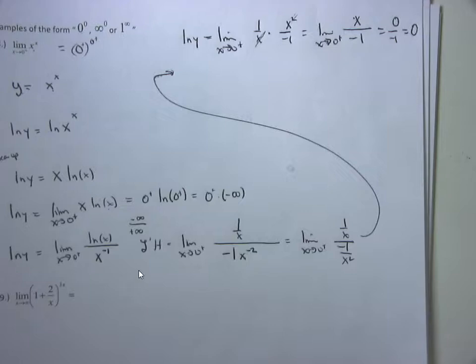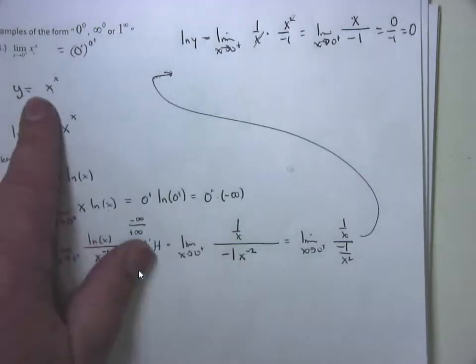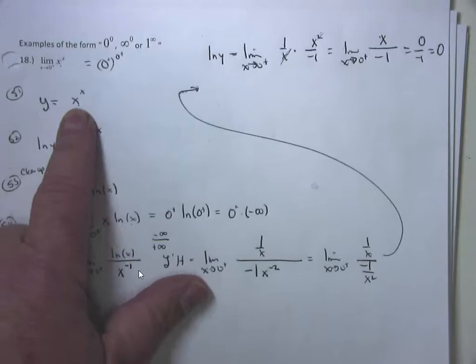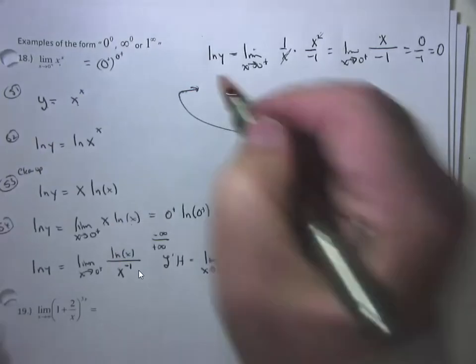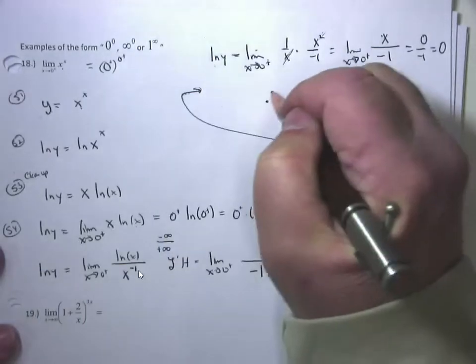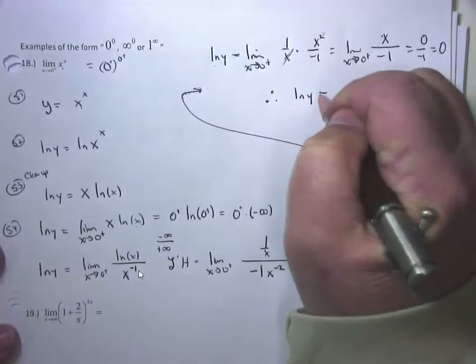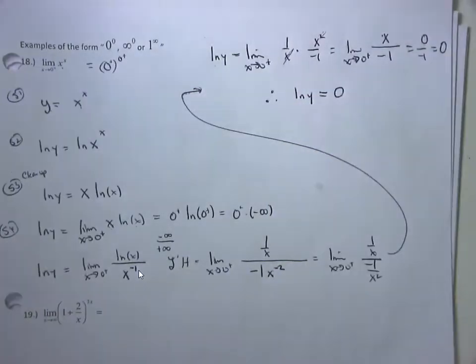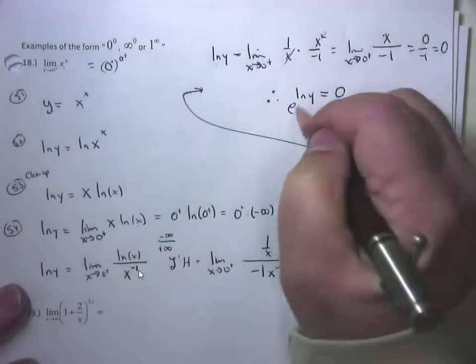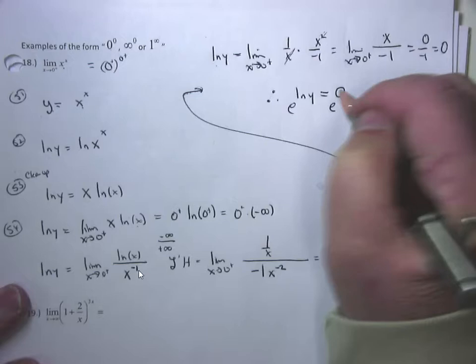Remember, y was the original function. Y was this x to the x. We had to take the natural log of both sides. So therefore, the natural log of y is equal to 0. What gets rid of a natural log so you can go back and solve for that y, which was the original problem? What gets rid of natural logs? E, raising e to both sides. E raised to the natural log of y is equal to e raised to the 0.